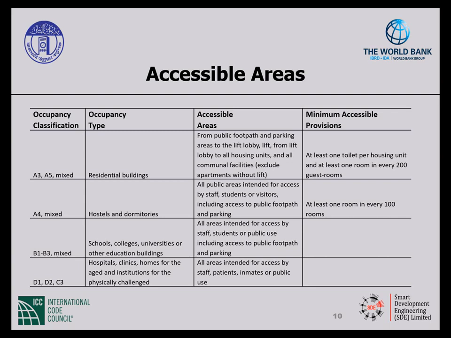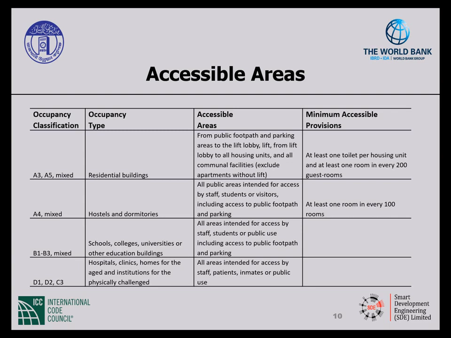For hostels and dormitories, all public areas intended for access by staff, students, or visitors, including access to public footpath and parking areas, should be accessible, and at least one room in every 100 rooms should be accessible. For schools, colleges, universities, or other educational buildings, all areas intended for access by staff, students, or public use, including access to public footpath and parking, should be accessible.